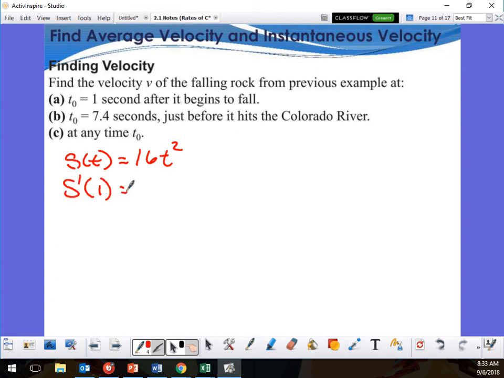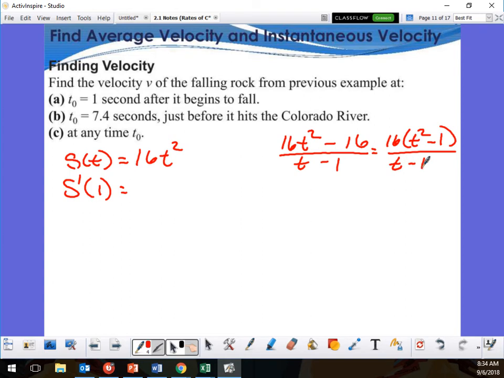So let's go over here. It's going to be 16t squared minus 16, right? Because we're finding it at 1, over t minus 1, right? Can I factor anything out of the top? Take out a 16. I'm left with t squared minus 1 over t minus 1.